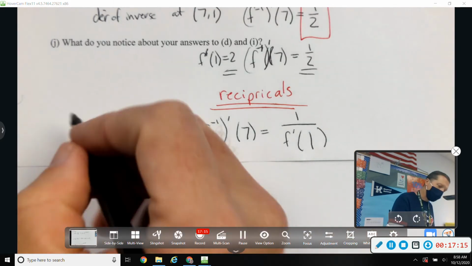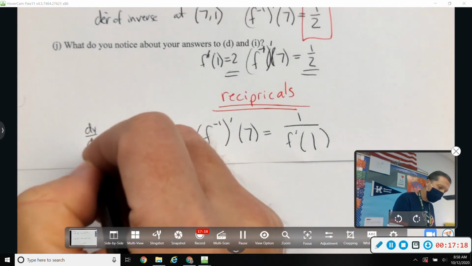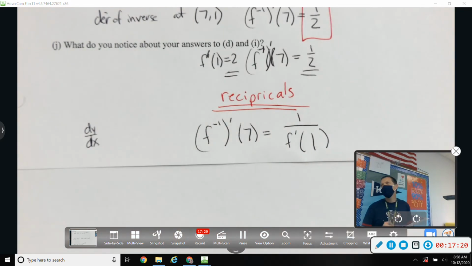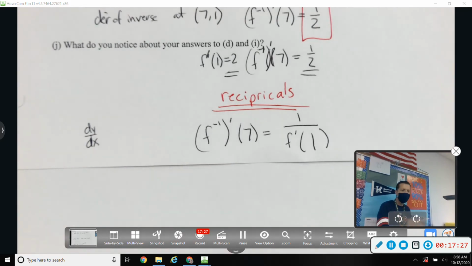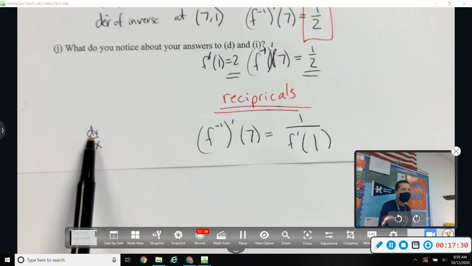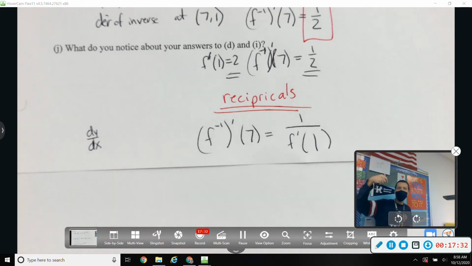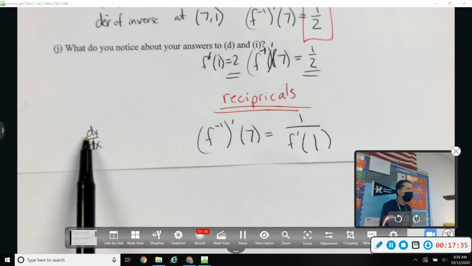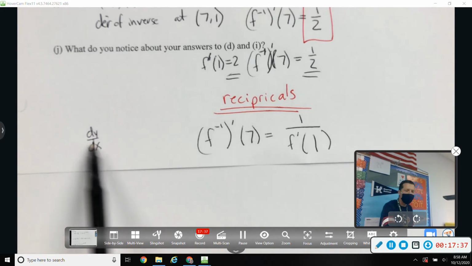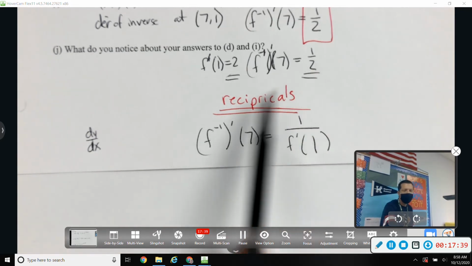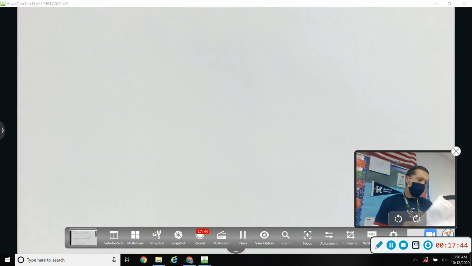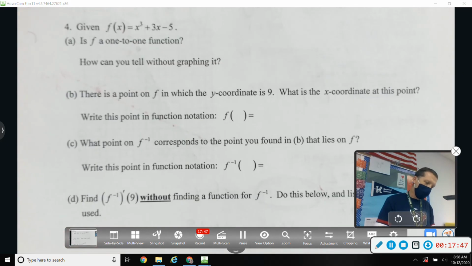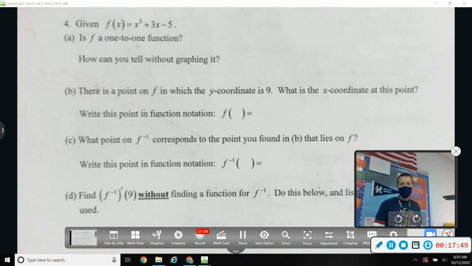Earlier Tyler said he liked dy dx as his favorite symbol for derivative. To find inverses, we switch x and y. So if we switch x and y, it would flip it over and be a reciprocal. So writing it like this and remembering that inverses are switch x and y, that might also help you remember that it's a reciprocal. And flip it over.